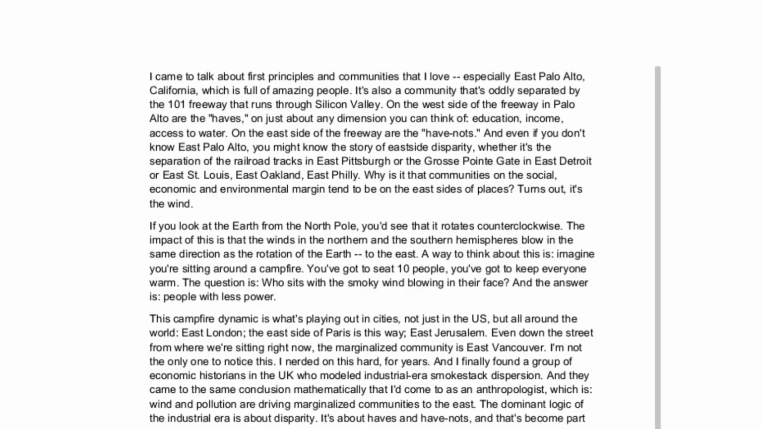If you look at the Earth from the North Pole, you'd see that it rotates counterclockwise. And the impact of this is that the wind in the northern and the southern hemispheres blow in the same direction as the rotation of the Earth, to the east.